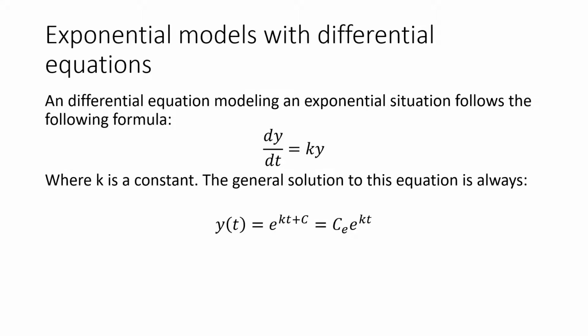And the general solution to this is always y(t) = e to the power of (kt + c), where c is the constant of integration. Or you can write it as e to the power of c times e to the power of kt, and condense that into one constant, C sub e, times e to the power of kt.